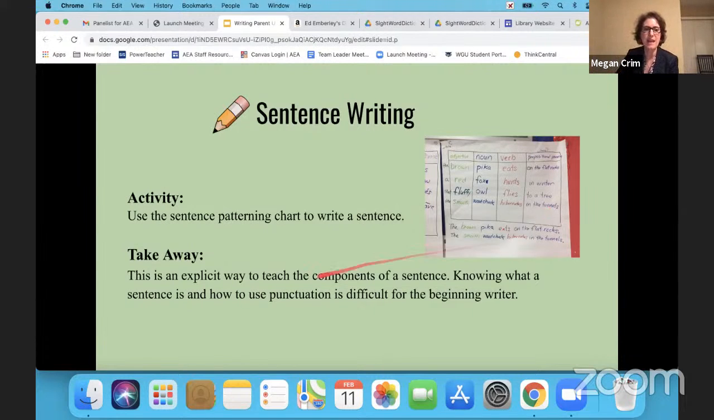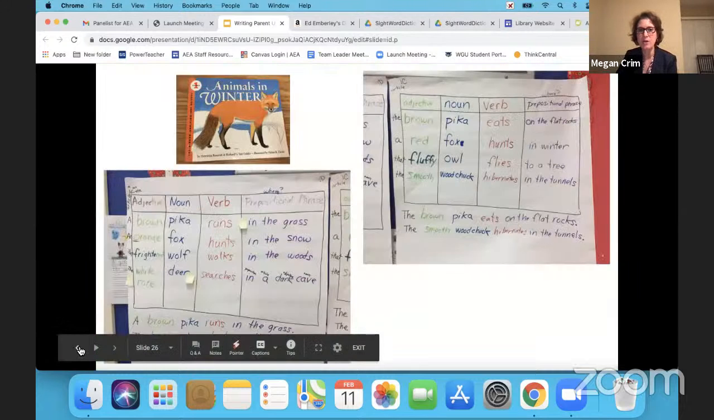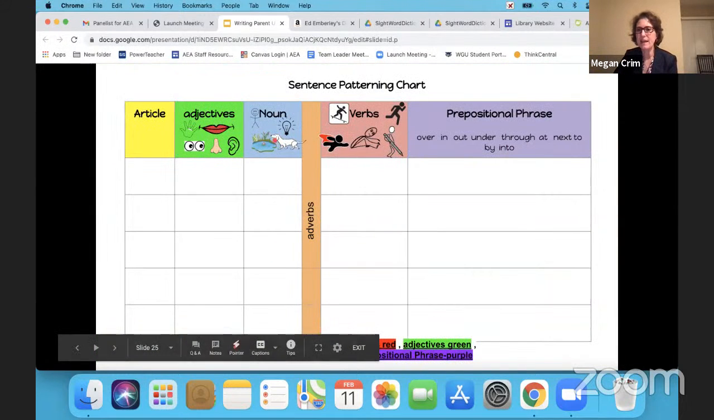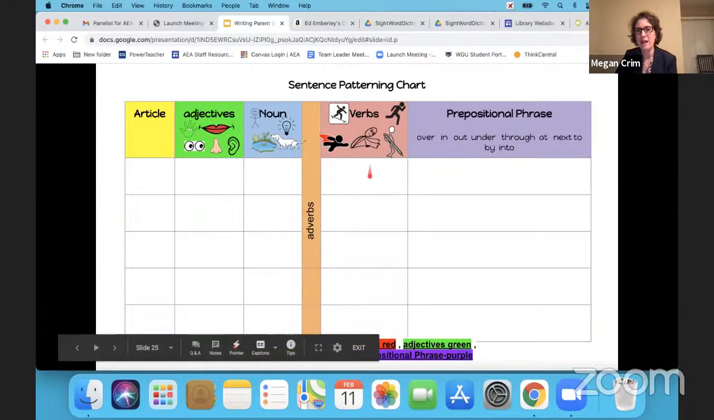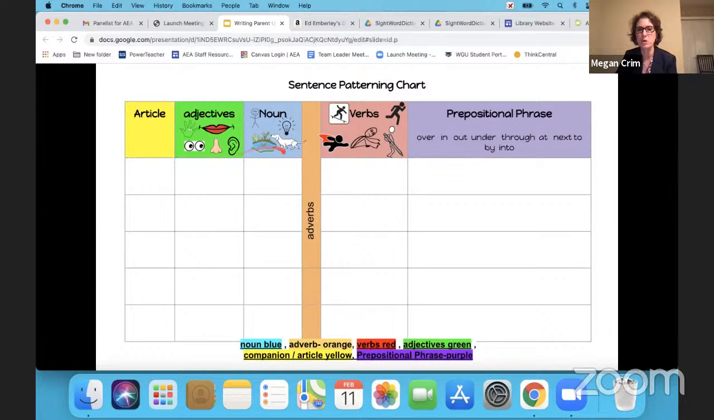And so you can take one of these sentence patterning charts and generate a list of different animals that might be in a fairy tale. And then what those animal actions are, and then some describing words that describe the animals, and then where they do these things. And you can put those words together to create a powerful descriptive sentence about a character.